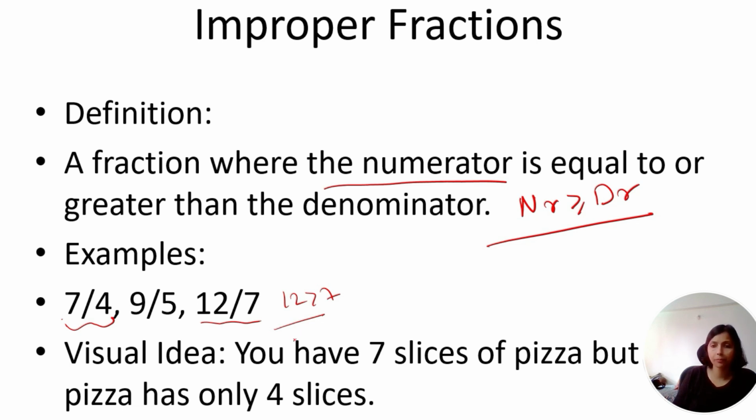In the case of an improper fraction, the person gets more than the whole. So the person gets more than the one whole thing. So let's understand through an example. Suppose a person gets 7 slices of pizza, where each pizza has 4 slices.